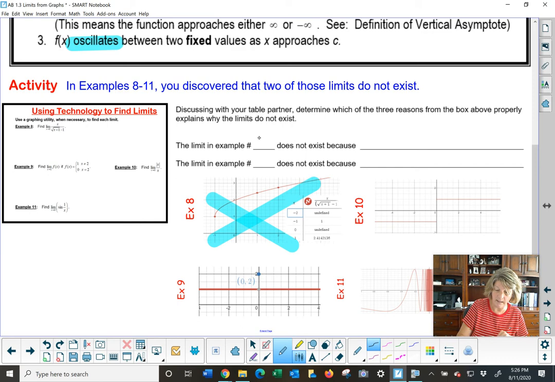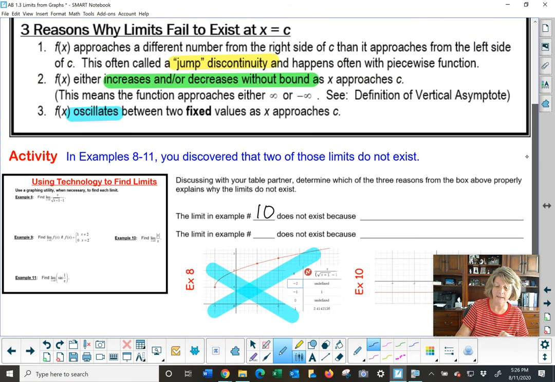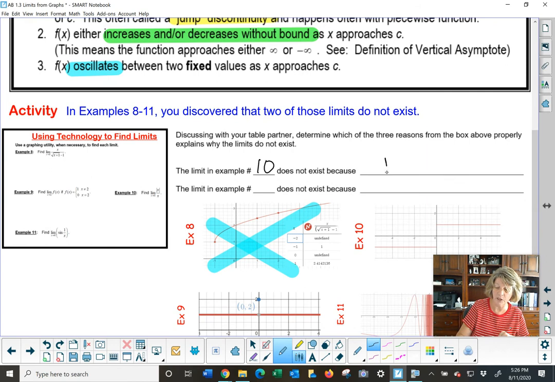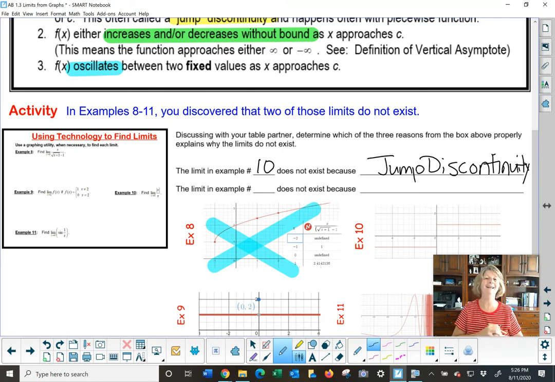So I'm going to put in example 10. The limit does not exist because of which of the 3 highlighted reasons? I'm going to go for jump discontinuity. We had that jump when x was 0. Jump discontinuity.